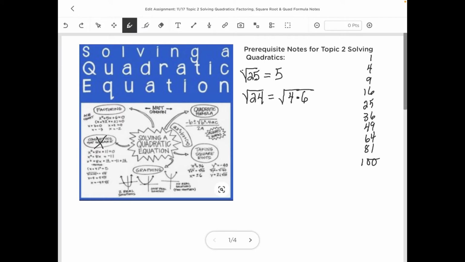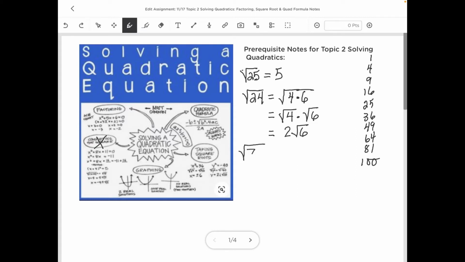Now, according to rules with square roots, when you have the square root of a product, you may separate it into the square root of the individual factors. So you may rewrite the square root of 4 times 6 as the square root of 4 times the square root of 6. Then, because 4 is a perfect square, we are able to simplify root 4 into 2, multiplying by root 6 remaining. And that is the simplest way to break down, or we say reduce, a square root.